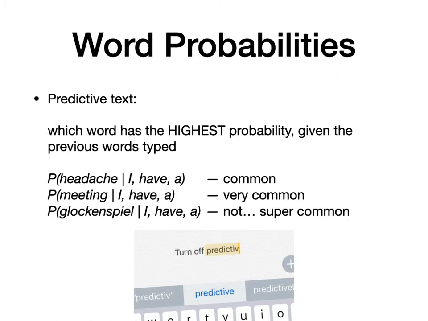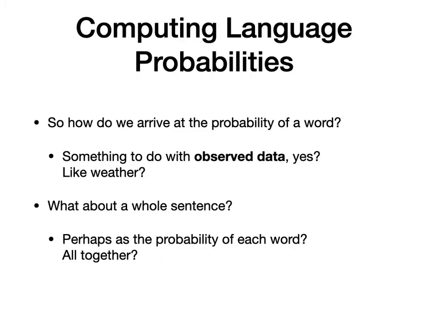Now let's get into how we do that. When we want to compute language probabilities, of words or whole sentences, how do we arrive at the probability of a word? It has to involve observed data, something like weather. And what about a whole sentence? Maybe the probability of each word in the sentence, combined together somehow. These are the questions that we'll try to pick at.